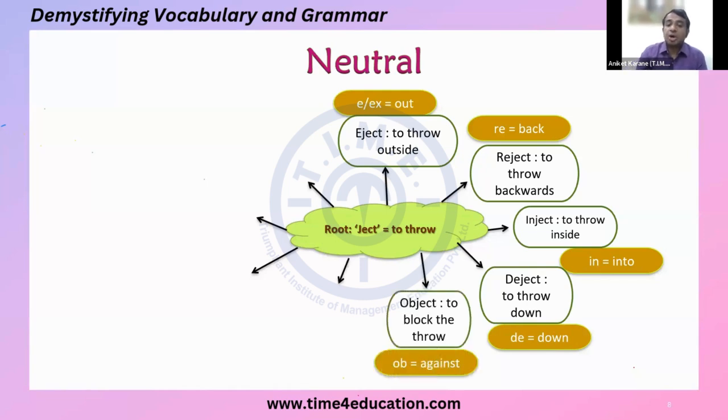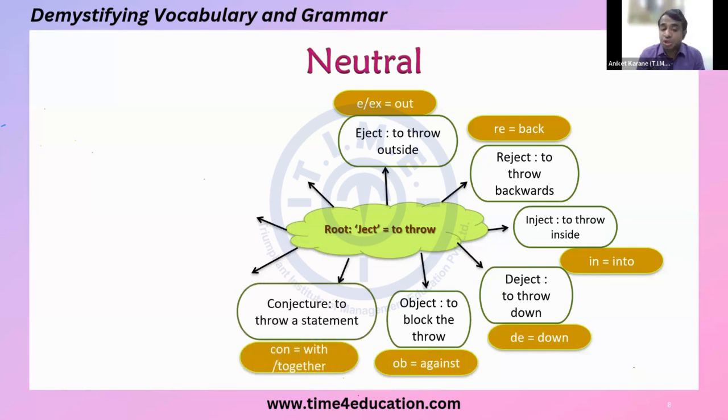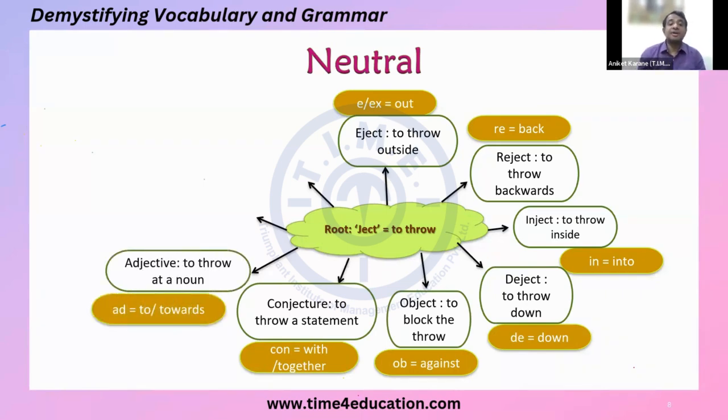Then you have object, to block the throw, right? So ob is against. So I have an objection towards something. I'm blocking it. I'm going against it. Then you have conjecture, to throw a statement. So con is with or together. Now, when you make a conjecture, you are kind of suspicious or speculating. And because of that, you're throwing in statements that confuse people. That's how conjecture works.